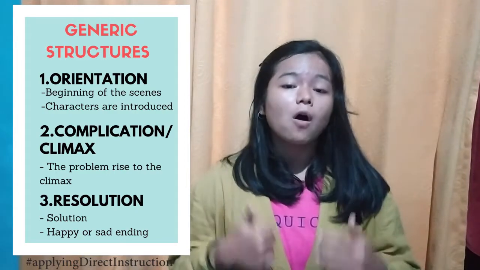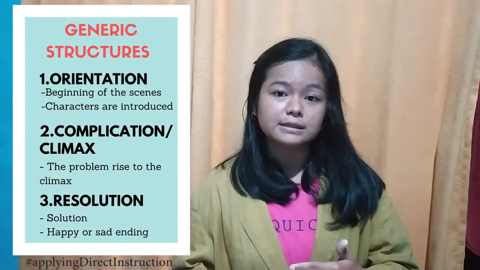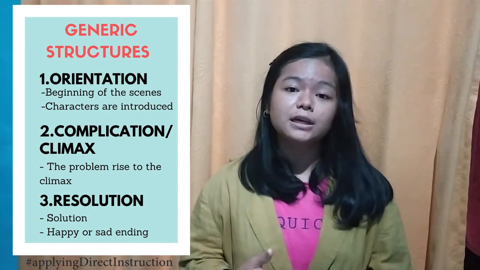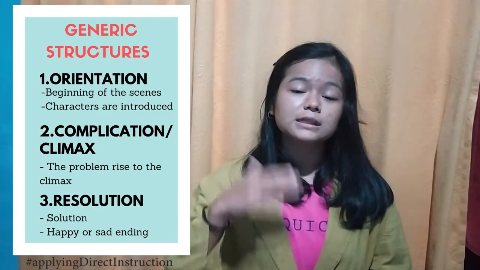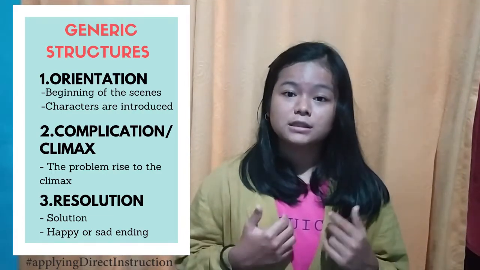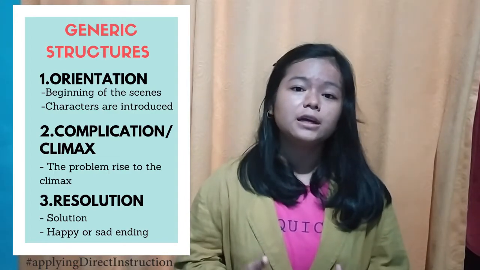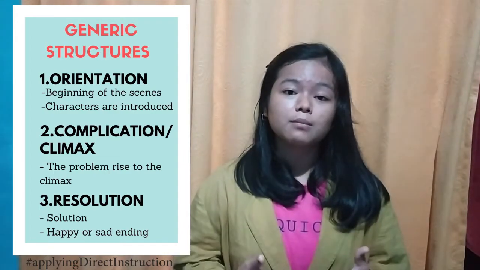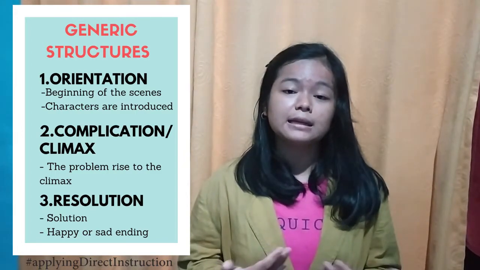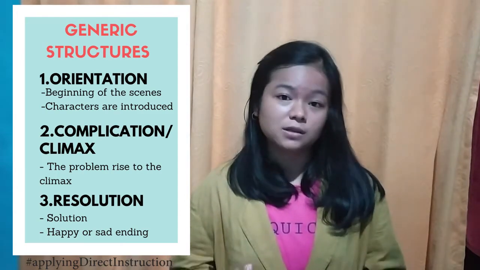In here, all the scenes and all the characters are being introduced to the readers. And the second one is complication or climax. In here, the problems rise to the top and get a lot of attention from the readers. And the third and last structure is resolution. In here, the story or the problems are being solved and ended with a happy or sad ending depending on what the writer wants to present in the story.